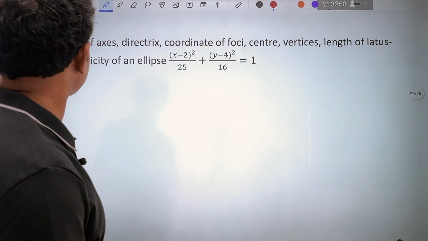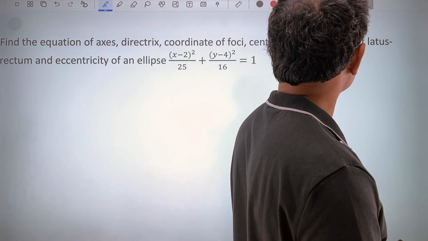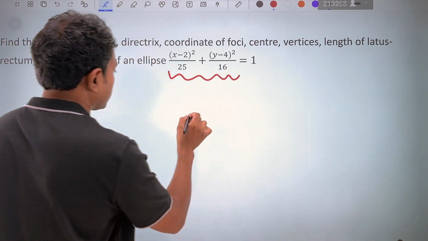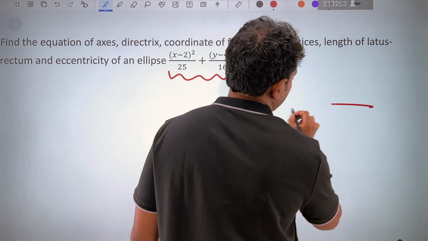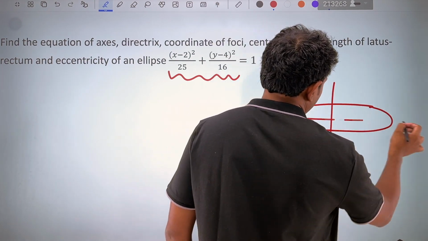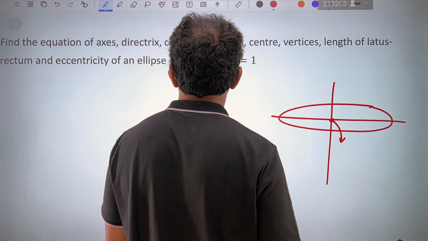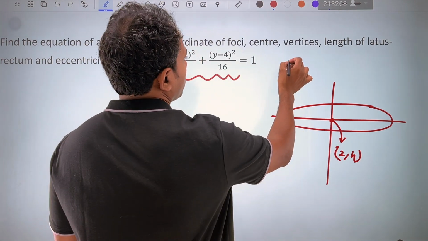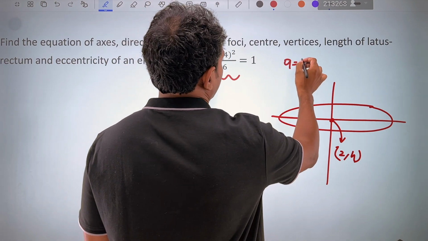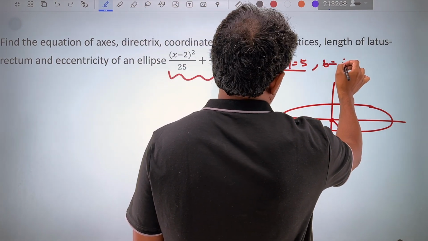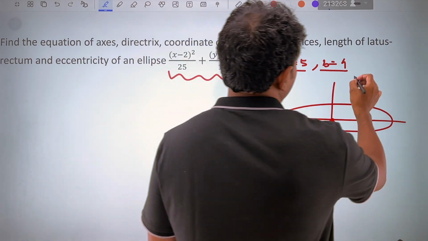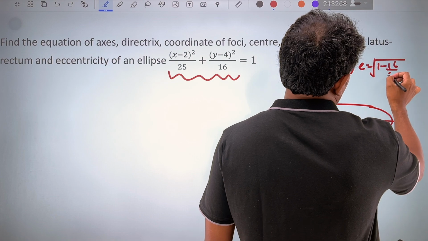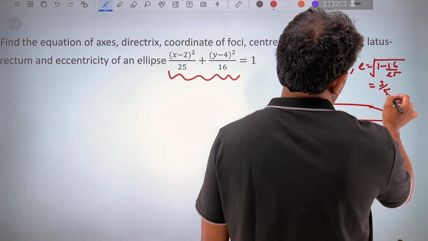Now the first kind of question that is given is find the equation of the axis, directrix, coordinate axis, everything. You have been given this in the translated form, and you can see that the axis is still in the right direction. So if I draw it, this is how it is going to look like. The center of this would be nothing but (2, 4). And if I find the value of a, you can observe from this equation it is nothing but 5. If you find the value of b, again you can observe it is 4. And if you want to find the eccentricity, you can apply the formula root of 1 minus b square by a square, that will be 16 by 25. So it will come out to be 3 by 5.